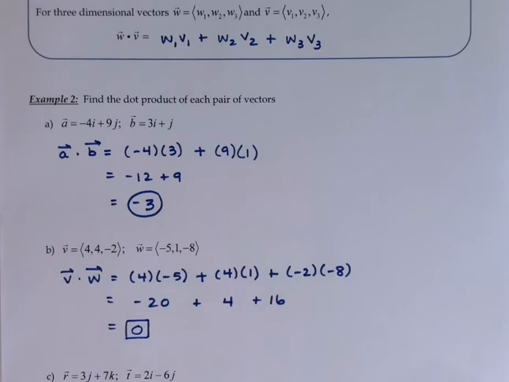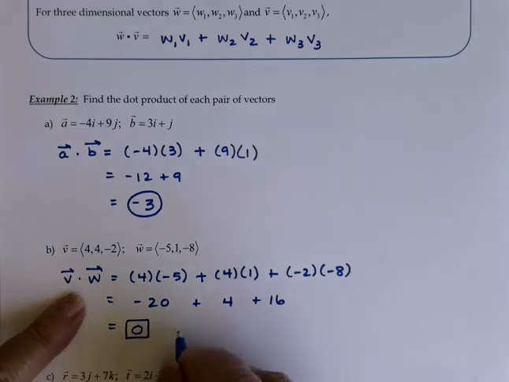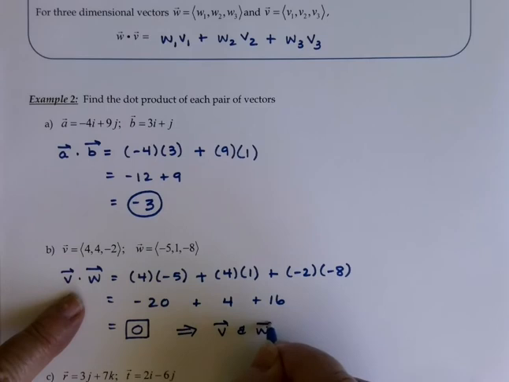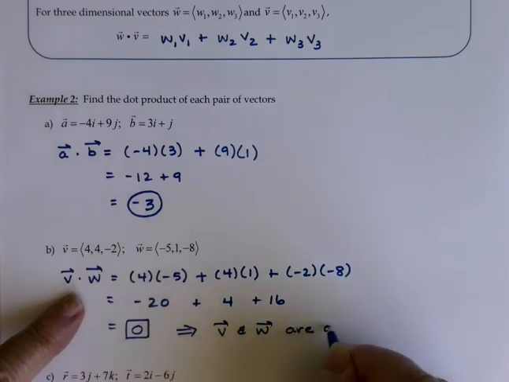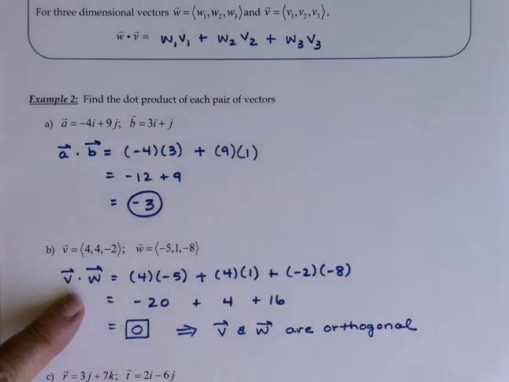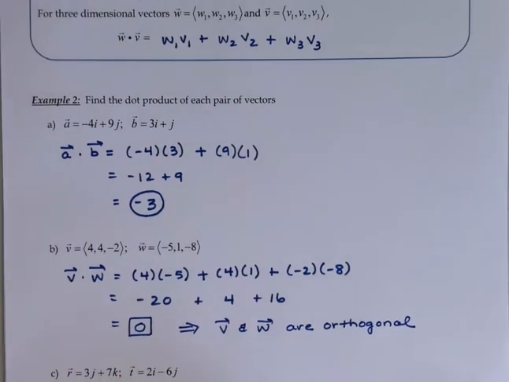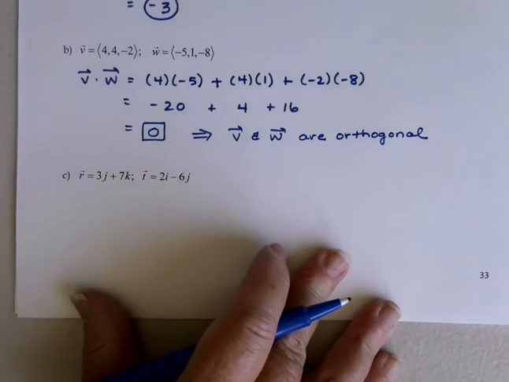And remember what we said in that little theorem at the end of the last video. If the dot product of 2 vectors is 0, that tells us that V and W are orthogonal. If they're both in standard position so that they do intersect, they would be perpendicular.